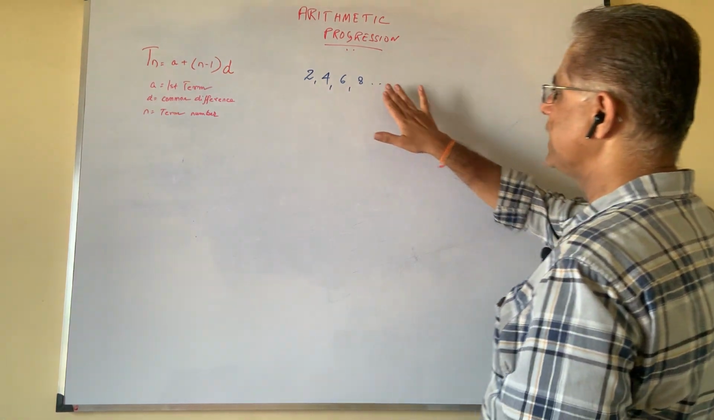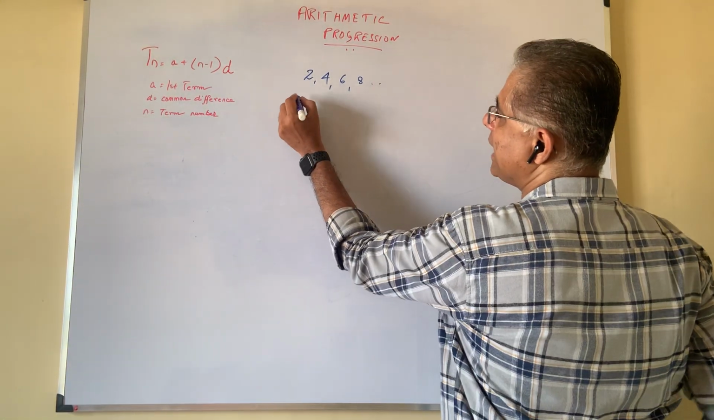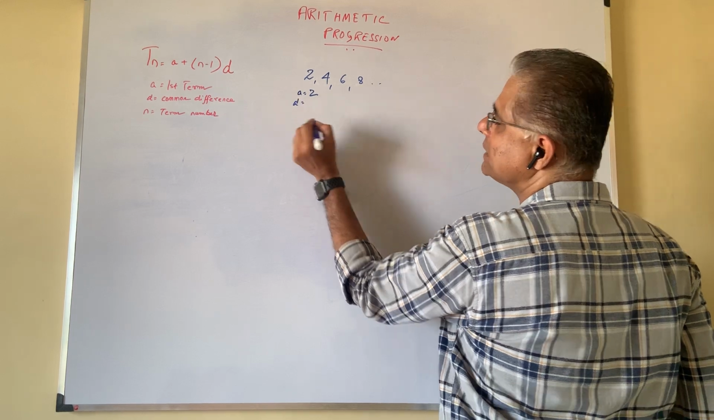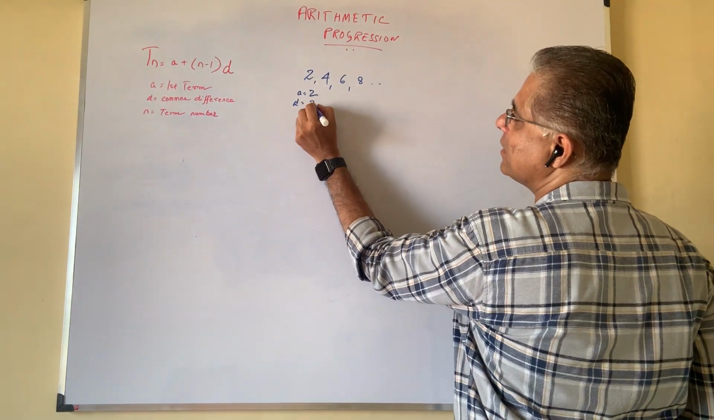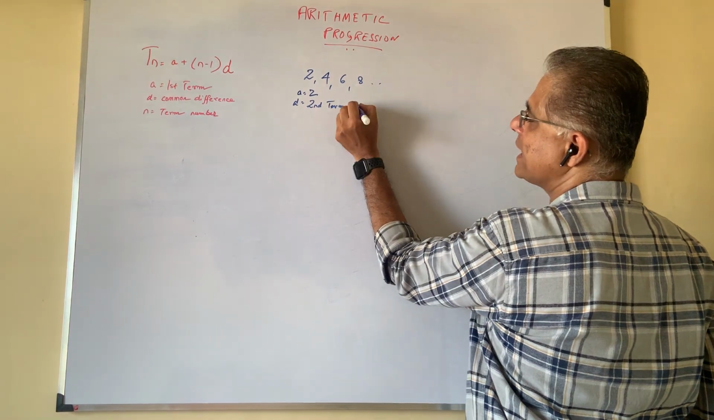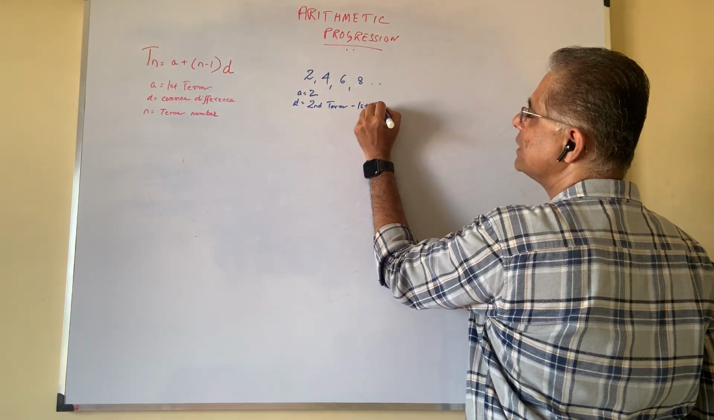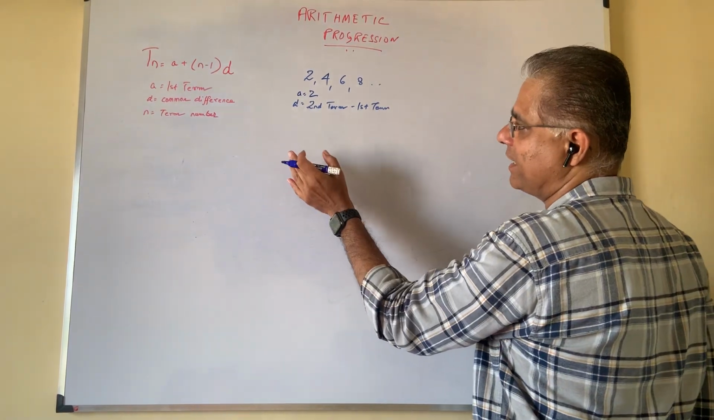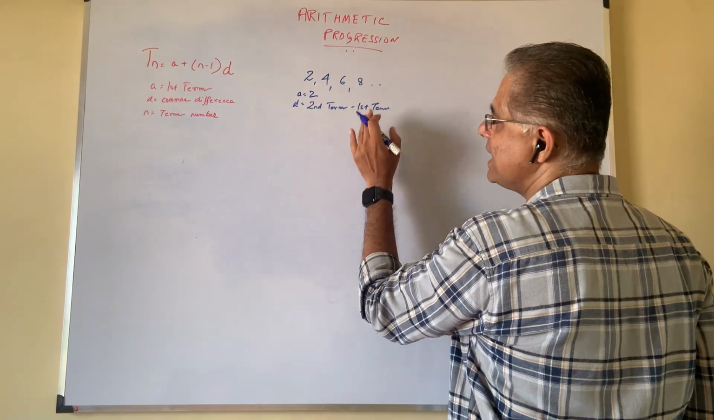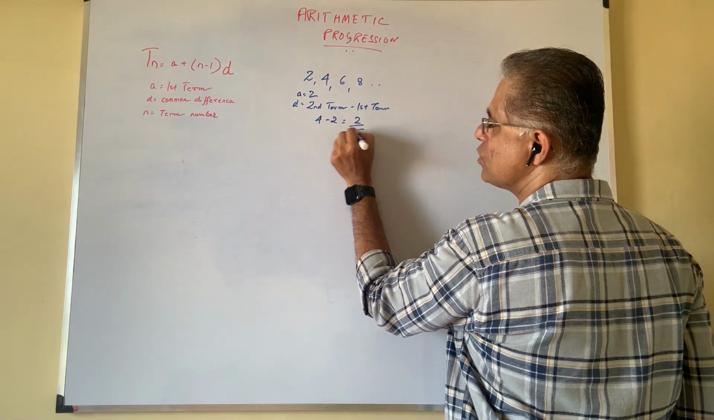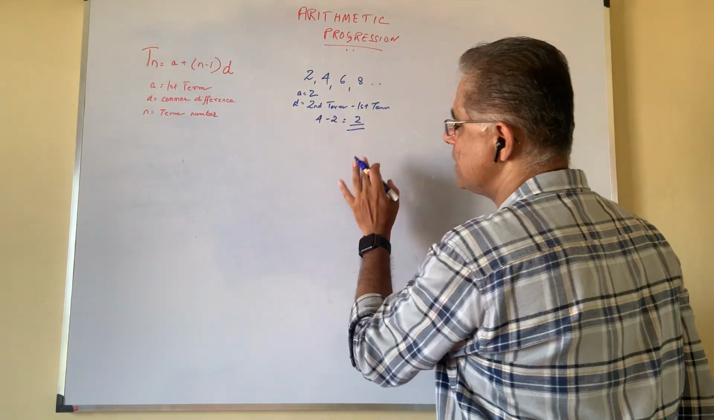For example, if I've taken this series, here my first term A is 2. My common difference is always obtained as second term minus the first term. Don't make a mistake of finding out first minus second. It's always second minus first. So in this case, it will be 4 minus 2, which is 2. That is the common difference.